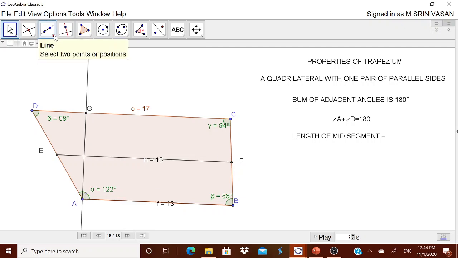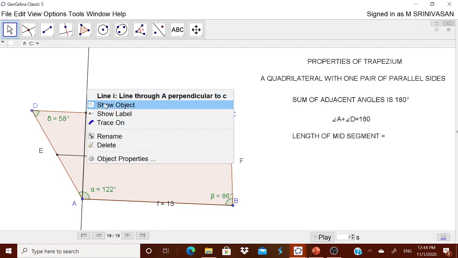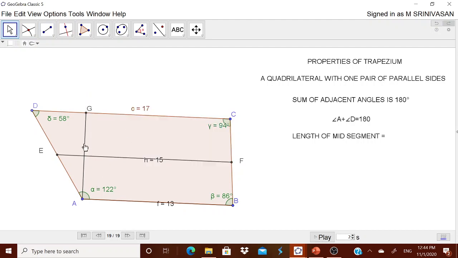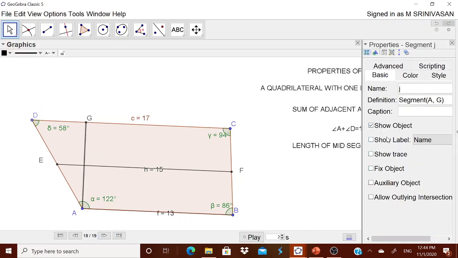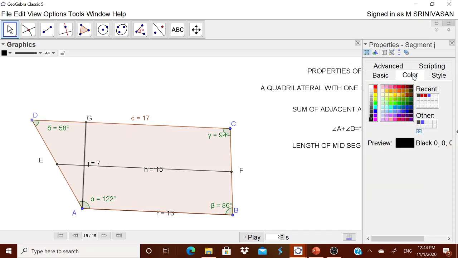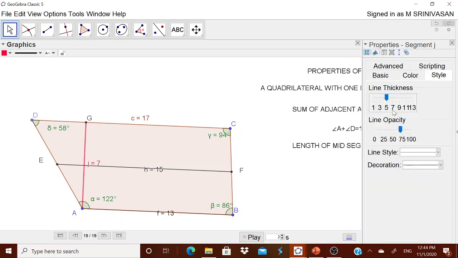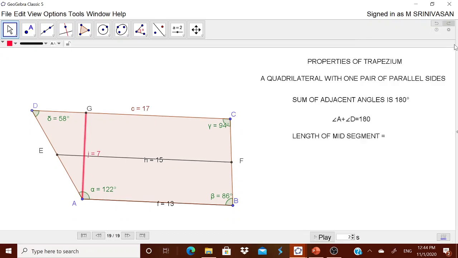Therefore, I will take this line segment. I will join this A and G. Then I don't want, I will press escape. I don't want this perpendicular line, therefore show object. Here I want the length of it for the children to calculate. Go to the object properties. Go for the show label and then you can go for name and value. Now you can have a different color for it or you can make it a little bit bold by taking its style. Thickness also we can make and then tell that that is the perpendicular.